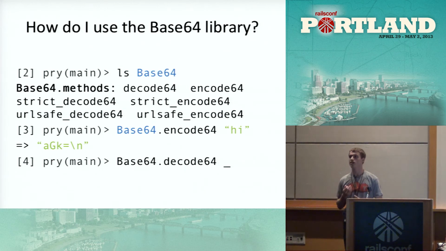So Pry maintains this local variable underscore. It doesn't look like a local because it has no letters in it, but in Ruby, that's all it is. And it's always the same value as was last output. So in this case, it's exactly the same as "aGk=". And unsurprisingly, if I decode this, it gives me back exactly the same input. And so hopefully, that's how the base64 library works.